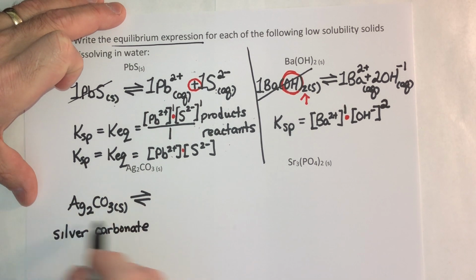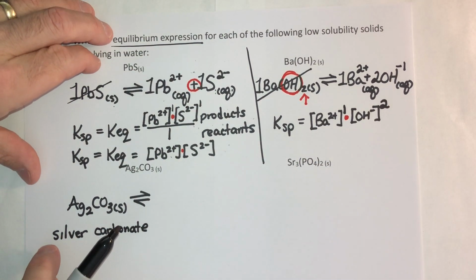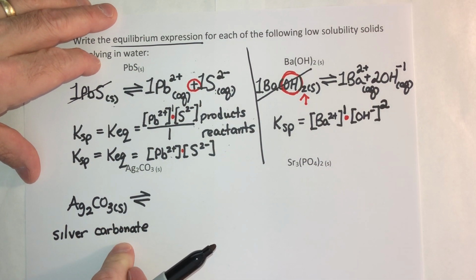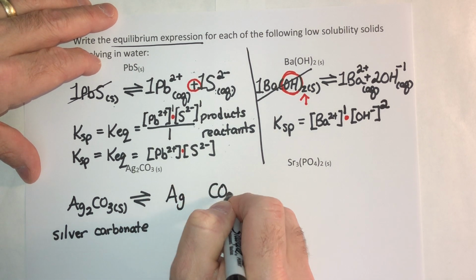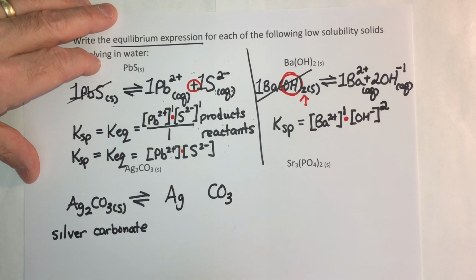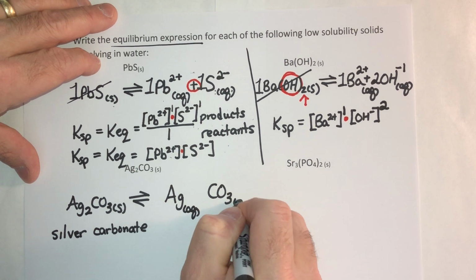Right, so if I were to name this, it would be silver carbonate, which means the two pieces, when I split it up, are going to be silvers and carbonates. So I'm going to get silvers, and I'm going to get carbonates. Okay, they only ever split into two pieces. When they split up, they do become aqueous, so these are both aqueous.